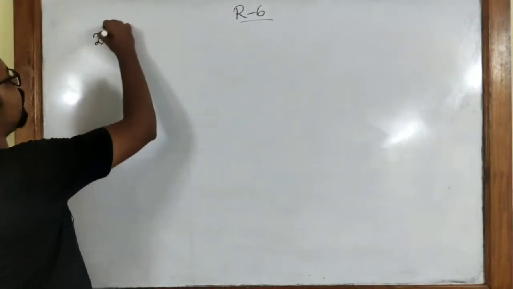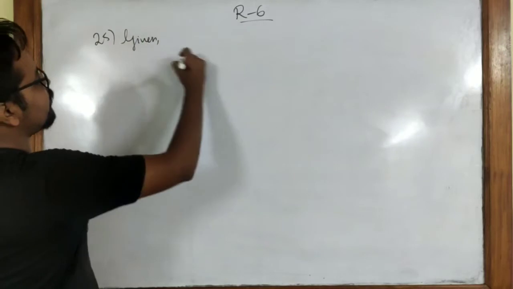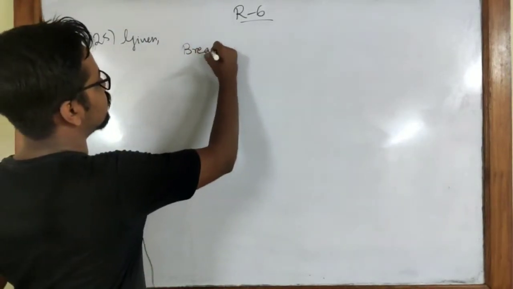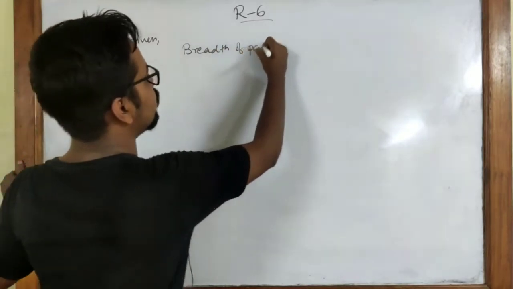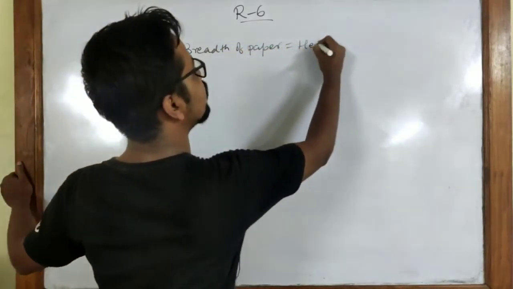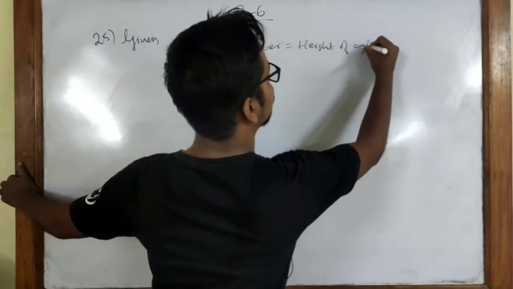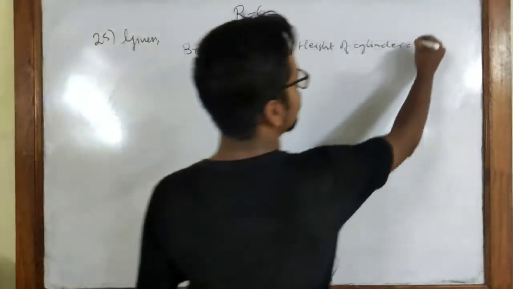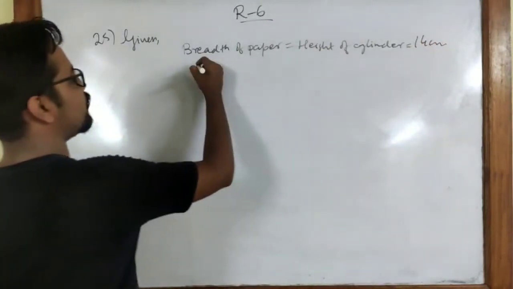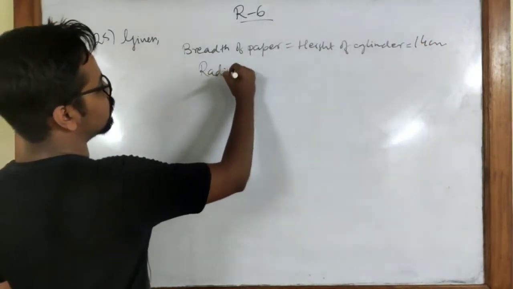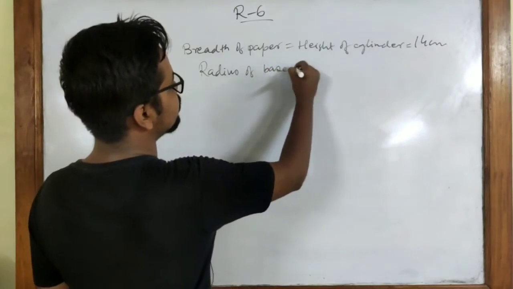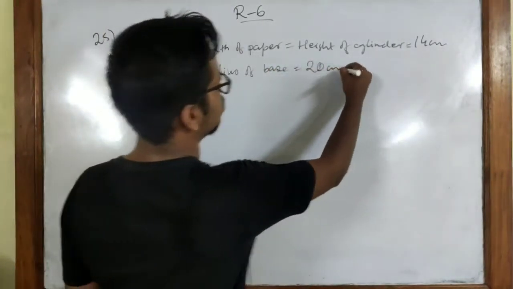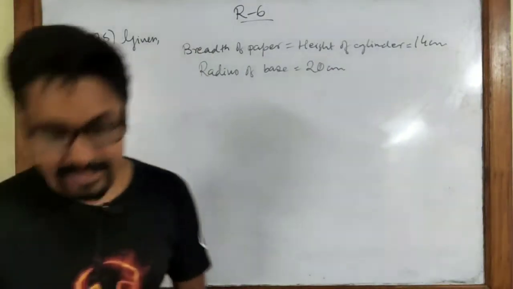So in number 25, what is given is the breadth of the paper, which can be written as the height of the cylinder, equal to 14 centimeters. So this is the height, and we are given the radius of the base, which is equal to 20 centimeter. Find the volume of the cylinder.